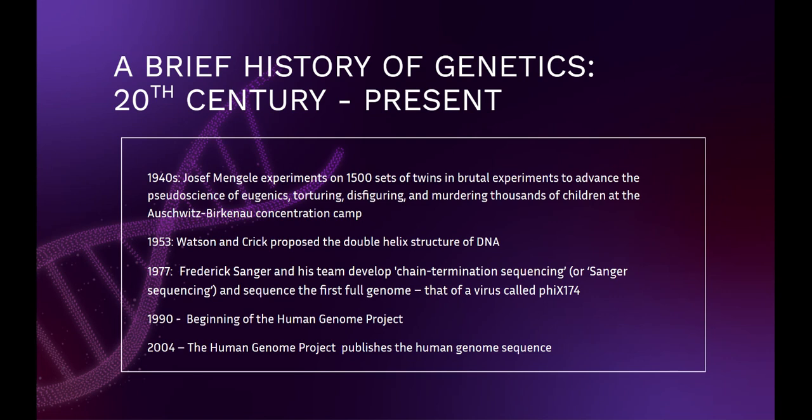1953, Watson and Crick proposed that DNA had a double helix structure. It looks like a twisted ladder. They did so based on the work of many other scientists who had been studying DNA all through this time period. Then in 1977, Frederick Sanger and his team sequenced the first full genome. It was a virus. The genome was smaller than the human genome, but it sparked interest in the Human Genome Project, which began in 1990 and was completed in 2004. We will learn more about that in another module, but this is just some history.